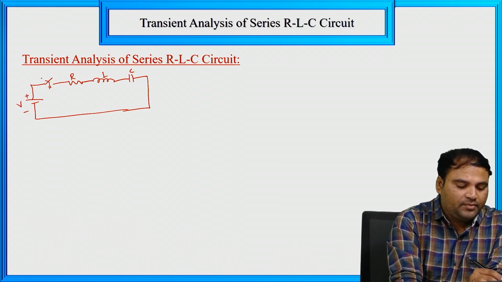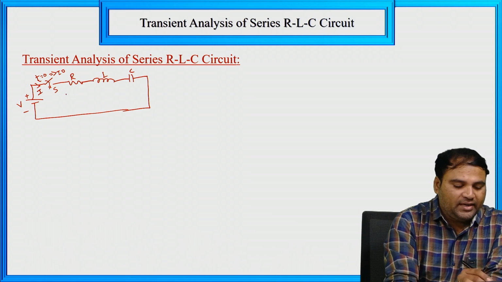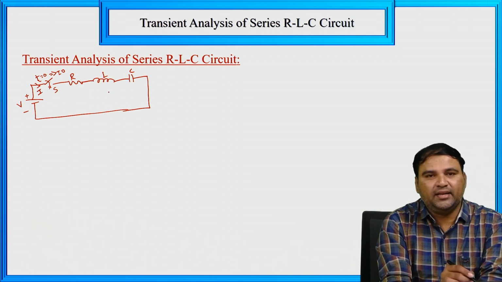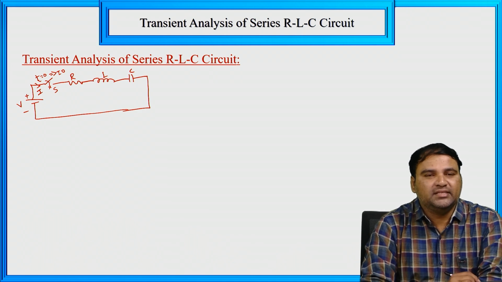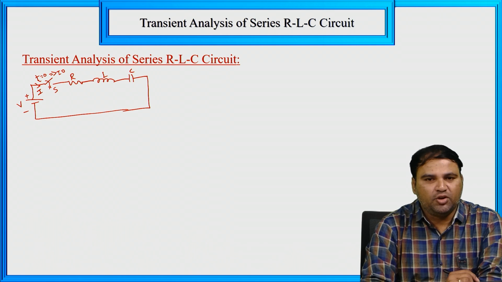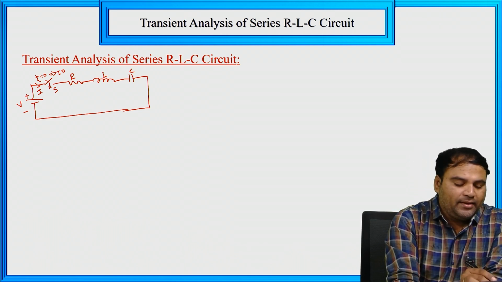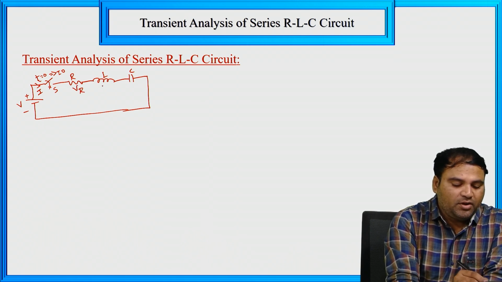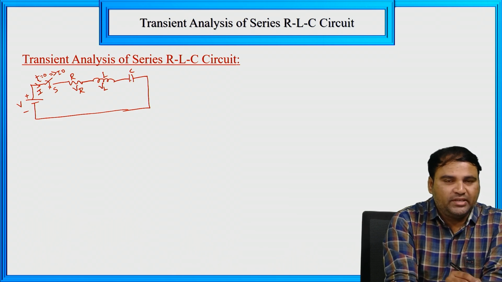So, here initially at t equal to 0, the current is 0 and this is the switch. If it is a closed circuit, the electrical current passes directly through the resistor, inductor and capacitor, because in a series circuit the current is constant, but we have different voltage drops at the resistor, at the inductor, at the capacitor. The voltage drop across the resistor is VR, across the inductor is VL, across the capacitor is VC, right.